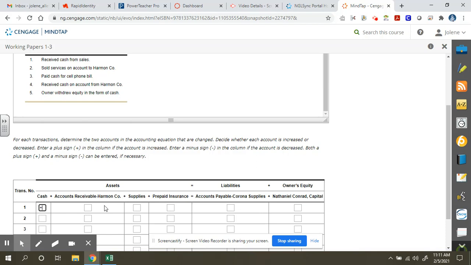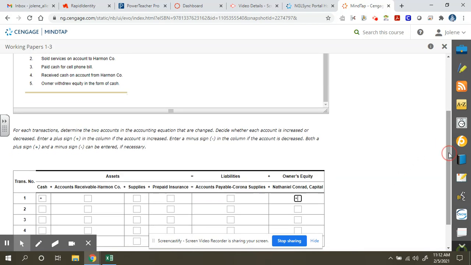Now the rest of these under assets don't make any sense for this one. Accounts receivable would be a company that owes you money, so that doesn't make sense. Supplies, you didn't buy supplies. Prepaid insurance, didn't buy prepaid insurance. Accounts payable, it doesn't say anything about owing Corona Supplies anything in this one. Sales increases how much money the owner has. Sales are a direct link to capital. So that's why you have to put the plus sign there. Now you put a plus on the left and a plus on the right, they balance. Go to transaction number 2.